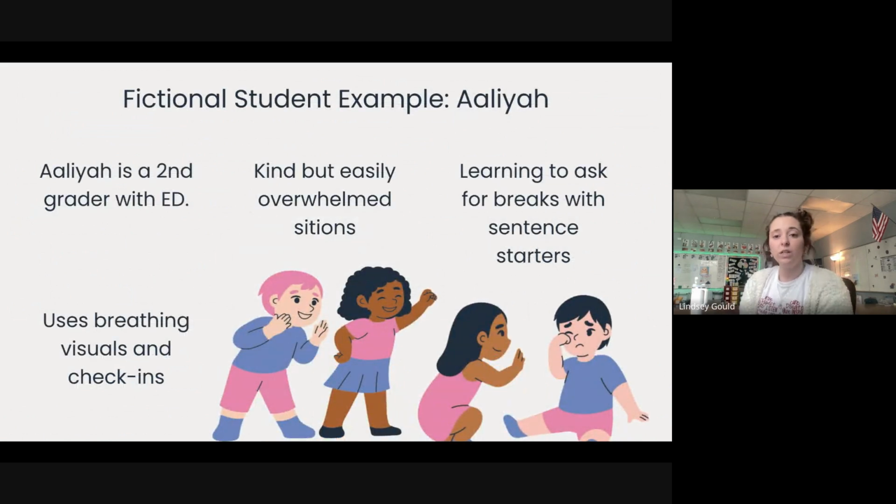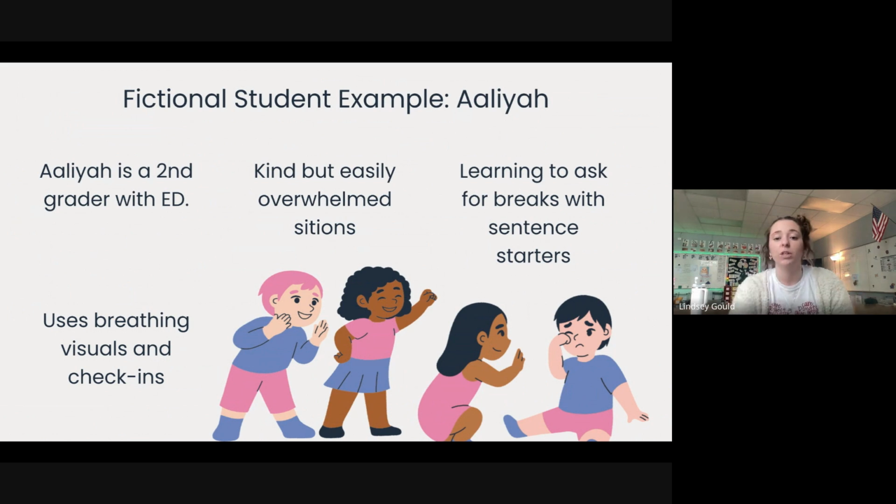And a fictional student example here would be Alea. Alea is a second grader with ED. She uses breathing, visuals, and check-ins. She is kind but easily overwhelmed. And learning to ask for breaks with sentence starters.